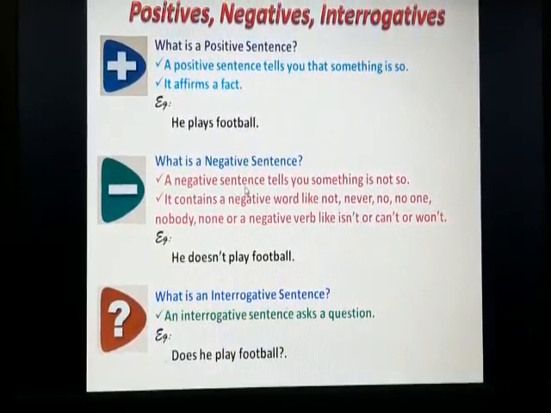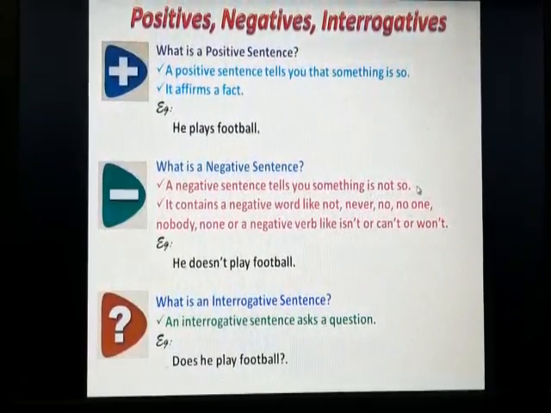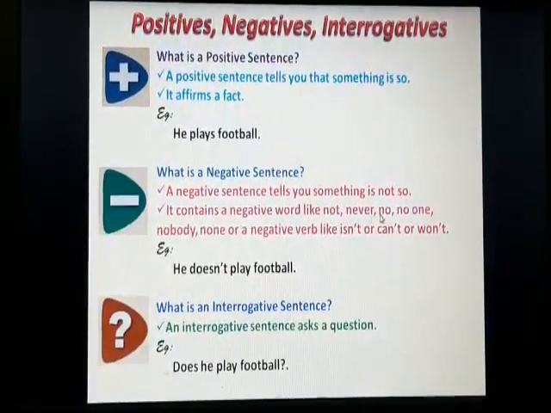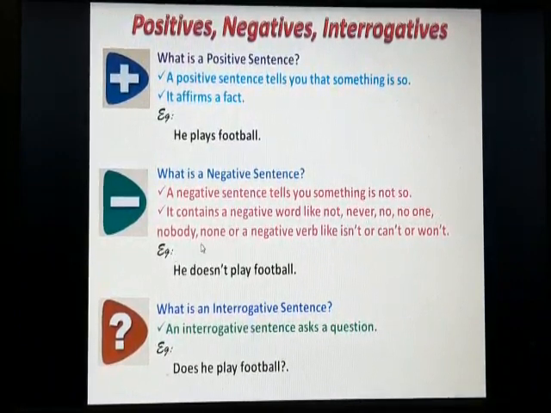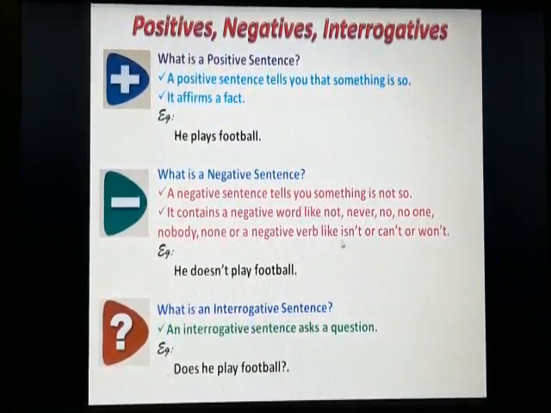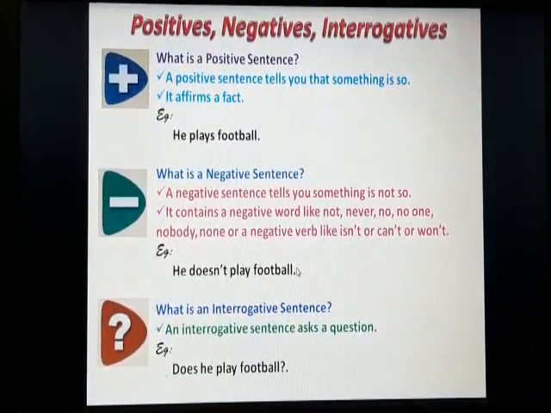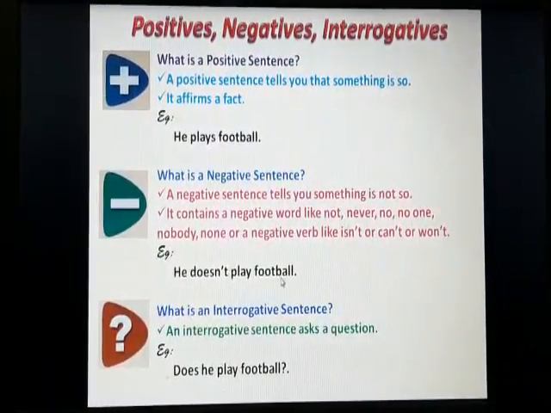What is a negative sentence? A negative sentence tells you something is not so. It contains a negative word like not, never, no, no one, nobody, none, or a negative verb like isn't or can't or won't. Example: he doesn't play football, or he does not play football.